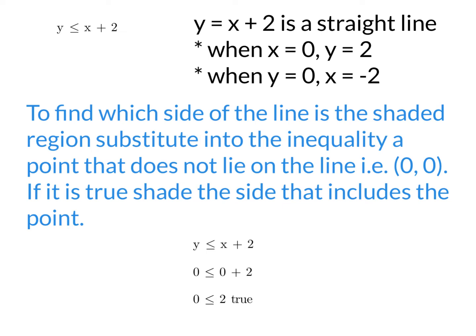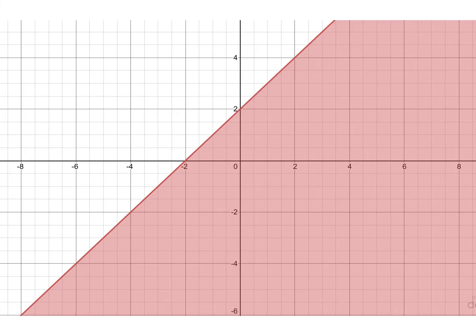So let's sub it into y less than or equal to x plus 2. So y is 0 when x is 0. So 0 is less than or equal to 0 plus 2. 0 is less than or equal to 2. That is true. So there's our line, and the side that we shade includes 0, 0.